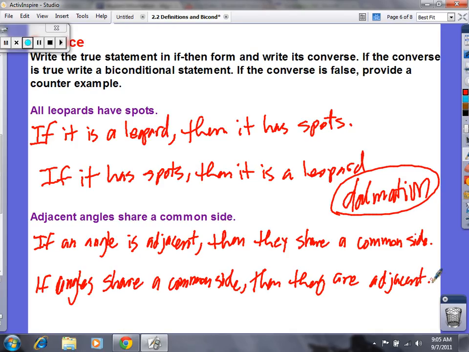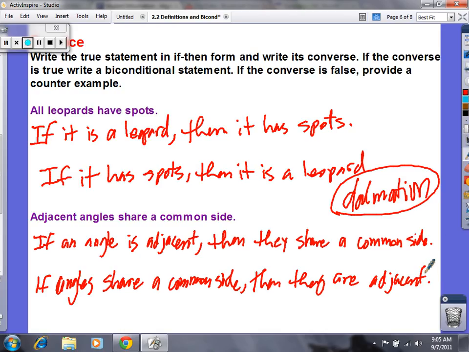Now let's look for truth. Is the first one true? If an angle is adjacent, then they share a common side. Is that true? Yes. Is the bottom one true? Is the converse? So it's true forwards. Is it true backwards? If angles share a common side, then they are adjacent.